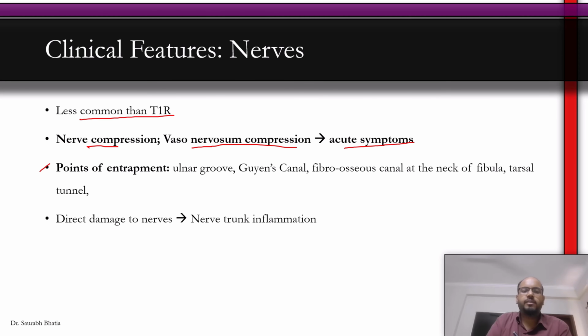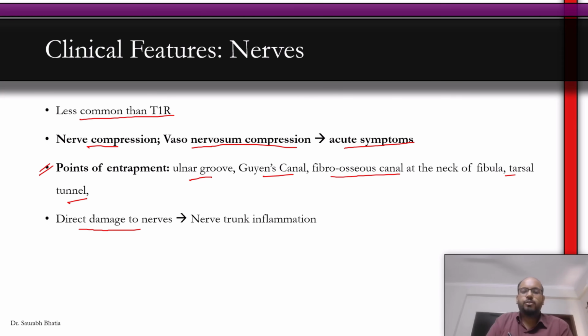There can be points of entrapment. Points of entrapment are those areas where nerves pass through a very narrow space. So if there's any swelling around the nerve or around this narrow space, it can lead to compression of nerves, leading to neuritis or neural involvement. For example, ulnar groove for ulnar nerve, Guyon's canal for ulnar nerve, fibro-osseous canal for common peroneal nerve. Okay, tarsal tunnel, all of these areas are where nerves pass through a very small place and they are susceptible to compression.